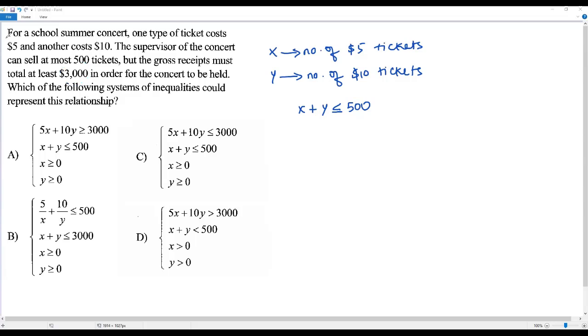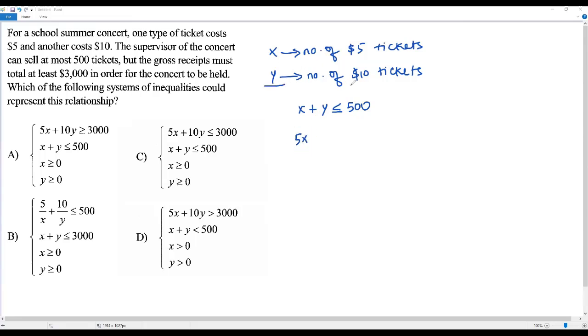Okay, by selling only one $5 ticket, we get a revenue of $5. By selling x number of $5 tickets, how much revenue will we get? To know that, we have to multiply the cost of one ticket by the number of tickets. That is 5 times x. So this 5x represents the revenue we get from x number of $5 tickets.